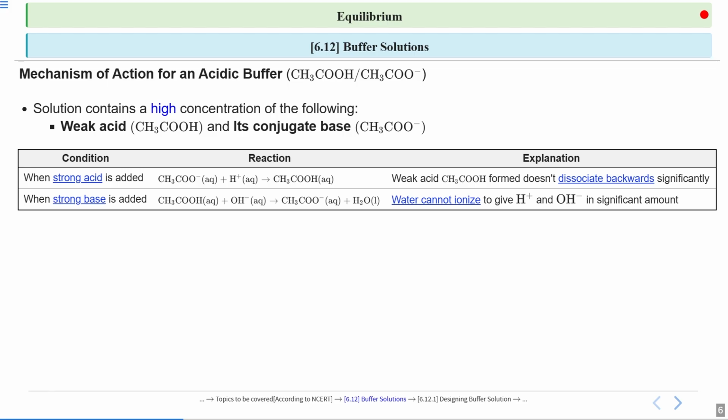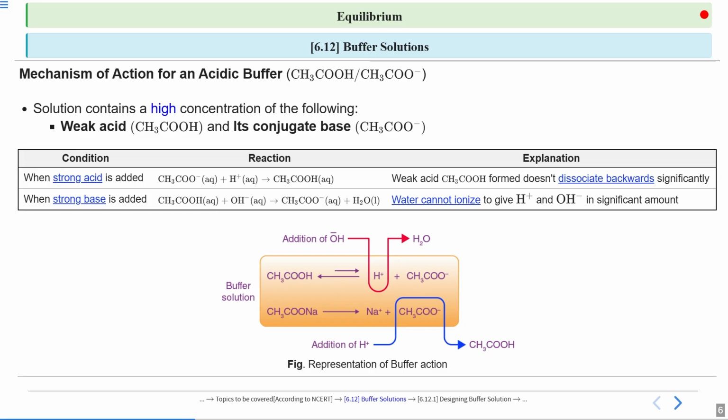In this way, your extra added H plus and OH minus are being consumed, and there will be no net change in the pH of the buffer solution. I hope this is clear to you. So this is very important to remember. How is the buffer acting? Can we see the same with the help of a diagram?